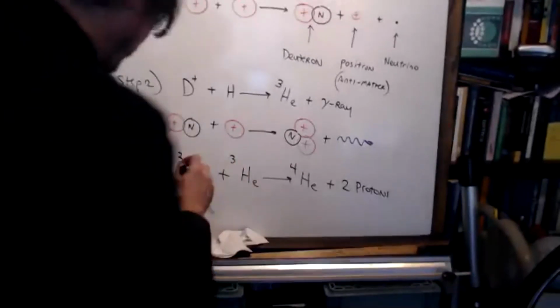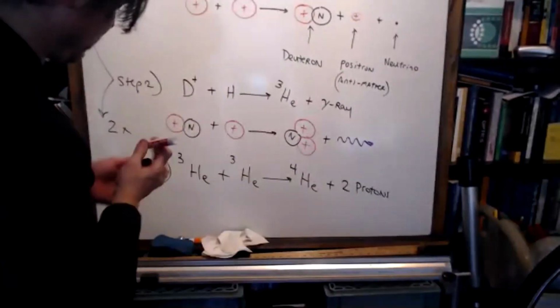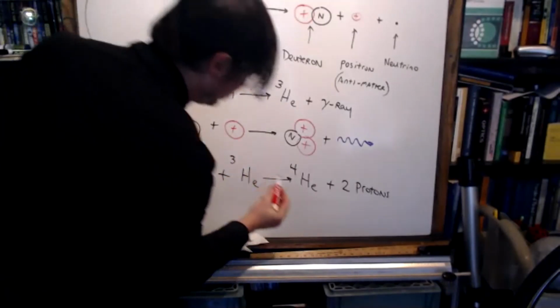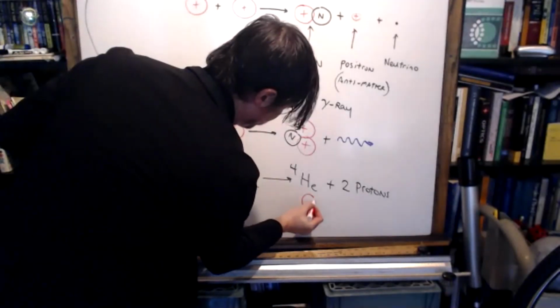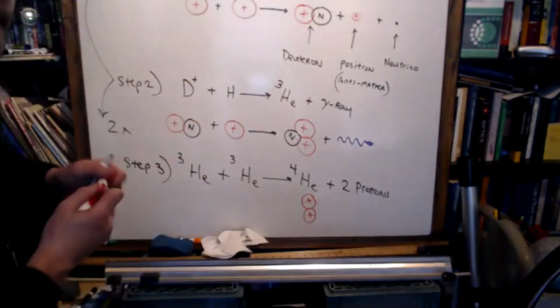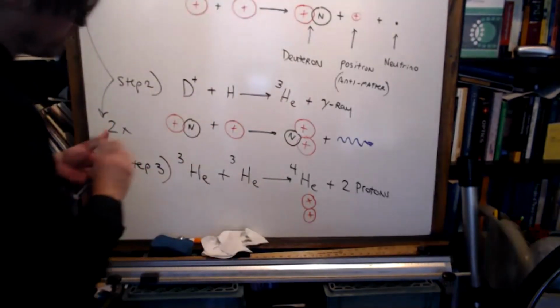Remember that the nucleus of a helium atom, shoot, I'm kind of running out of space here, is 2 protons and 2 neutrons. That's the only particle I'm going to draw here. So 2 protons and 2 neutrons.